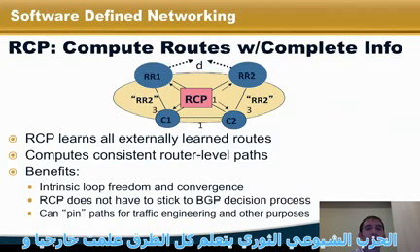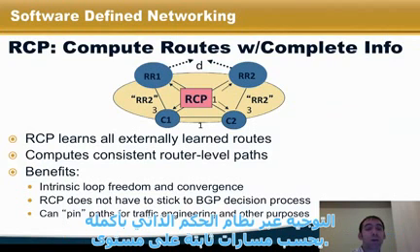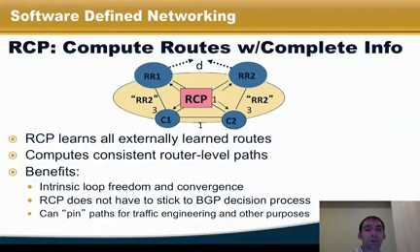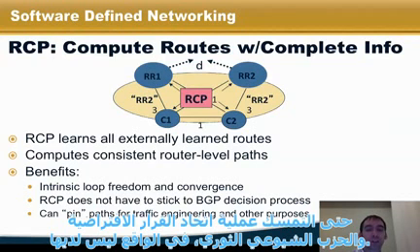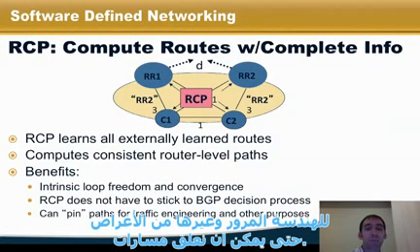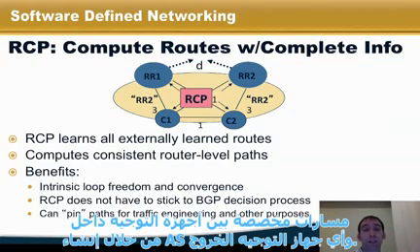The RCP learns all externally learned routes and computes consistent router-level paths across the entire autonomous system. As a result, there's intrinsic loop freedom and convergence, and RCP actually doesn't even have to stick to the default decision process. It could even pin paths for traffic engineering and other purposes by setting up custom paths between routers inside the AS and any egress router.